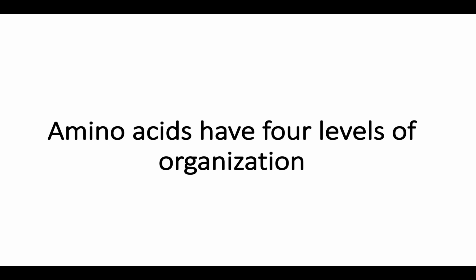Okay, so also, like carbohydrates and lipids, amino acids have levels of organization. With carbohydrates, we saw that monosaccharides like glucose were linked together through dehydration synthesis to form polysaccharides like starch or cellulose, also known as fiber, or glycogen. Okay, and that was the polysaccharide.